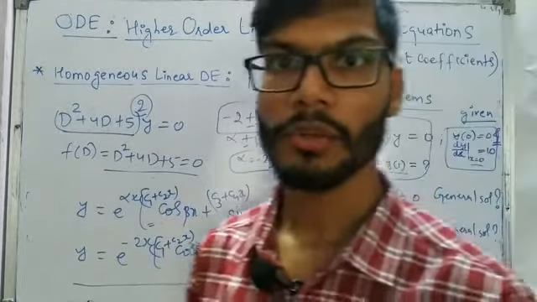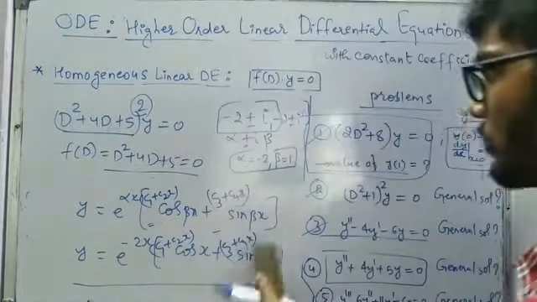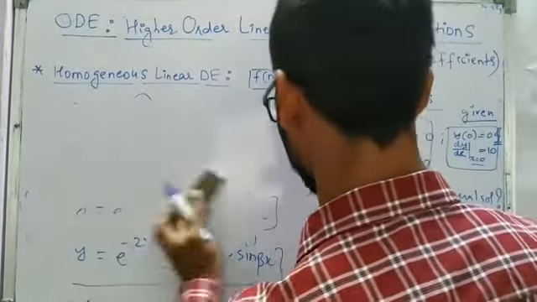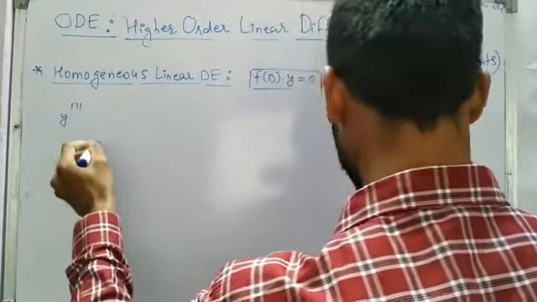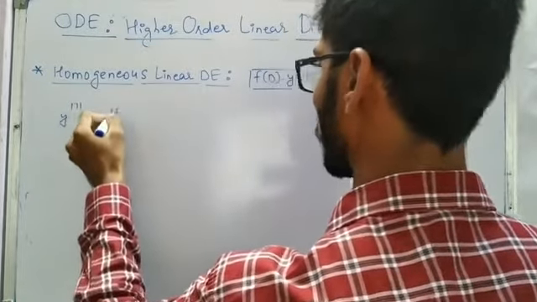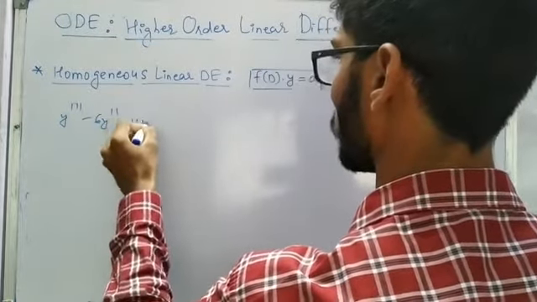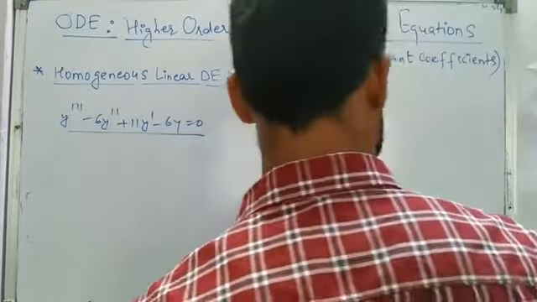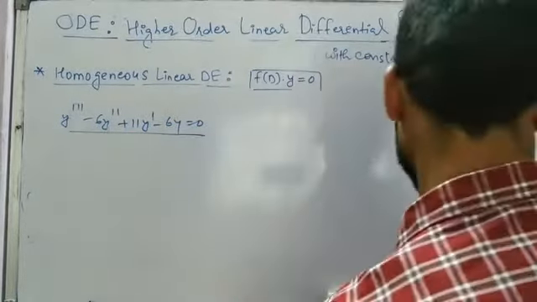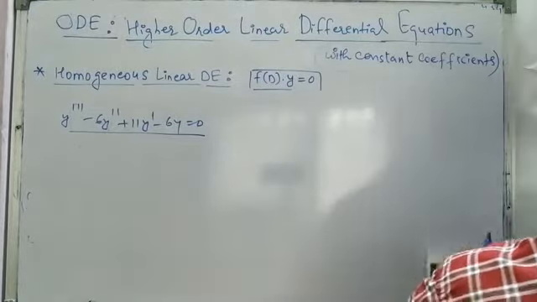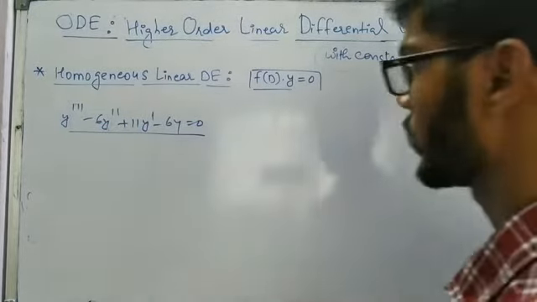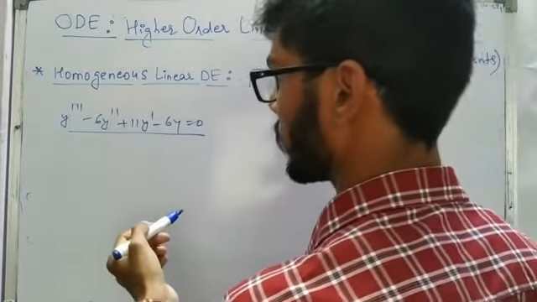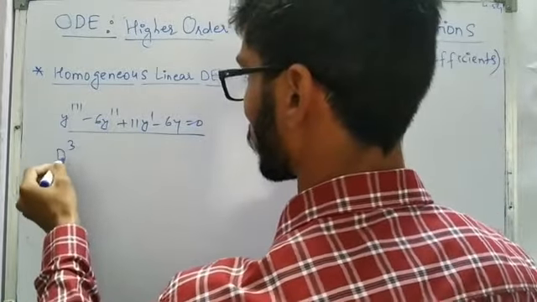So that's how you have to build the concepts in mathematics. And now let us solve the final problem. The fifth problem is y triple dash minus 6y double dash plus 11y dash minus 6y is equal to 0, and it is asked what is going to be the general solution of this particular question. There is nothing much difficulty in it, but we have to solve it because it is of third order.